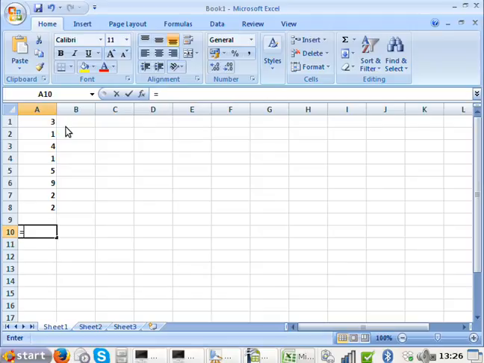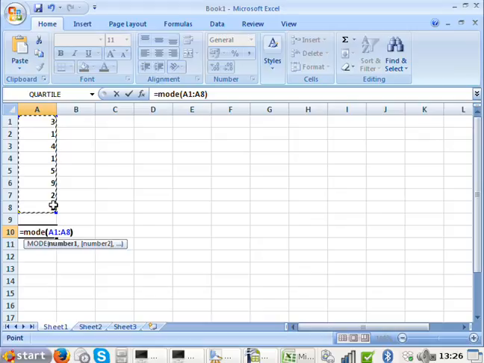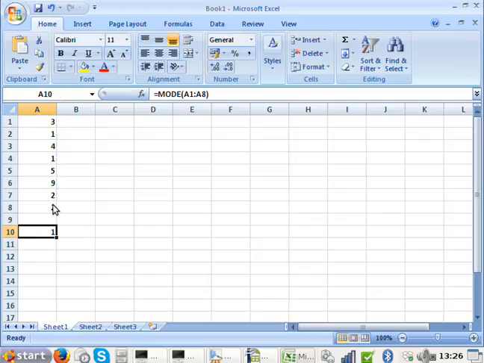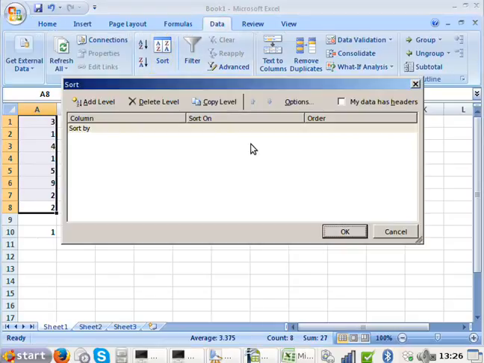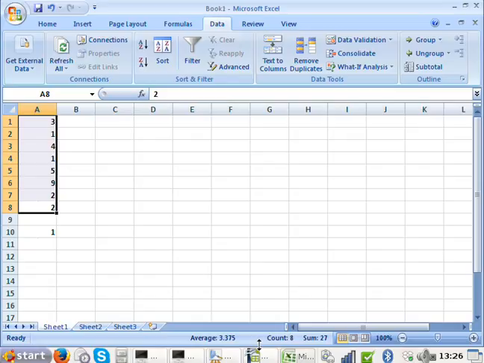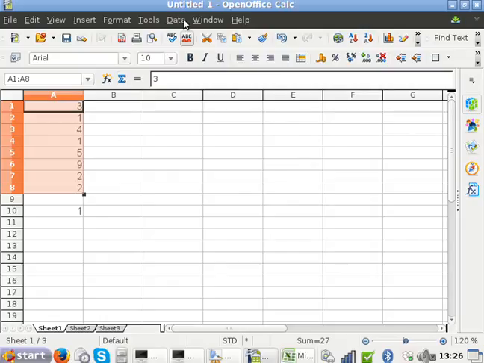Now let's see. Excel, what do you say the mode is? 1 and 2. 1 also. Yeah, no, hang on. So, hang on, let me go back to this one there. Let me just sort these, for example.